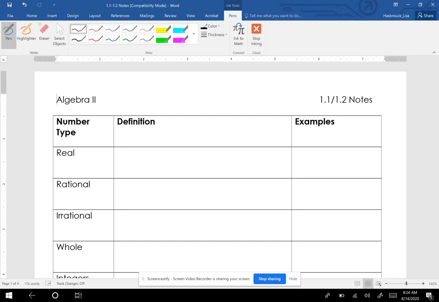So today we're going over the notes for 1.1 and 1.2 in Algebra 2. We're going to start off with some definitions of different types of numbers. This is kind of like an umbrella effect where real numbers is going to be the overarching type of number, and then all the others fall below it. So all our real numbers are all numbers.